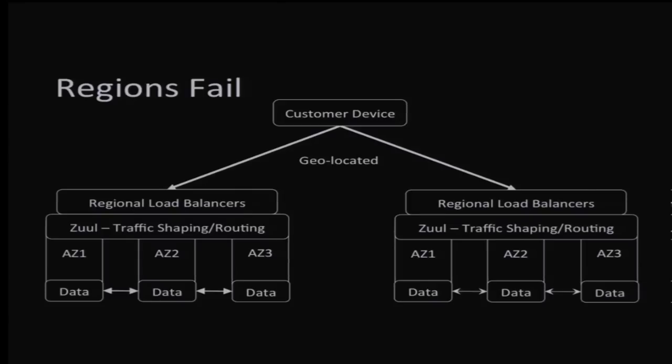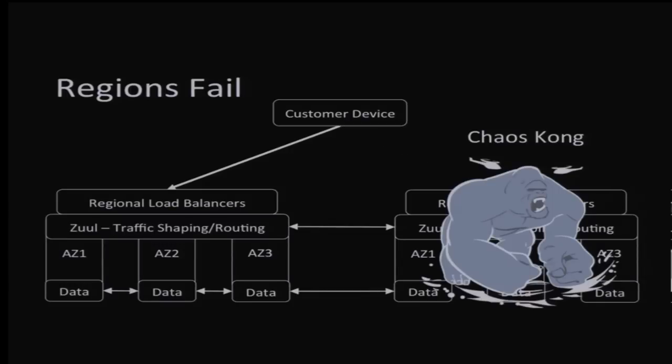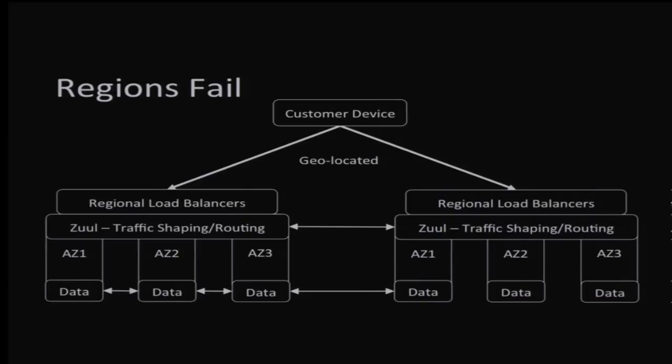So we created another Simian Army member called Chaos Kong, and Chaos Kong takes out an entire region. And then when it's done, we're able to just go ahead and switch back, and we do this just by changing our DNS routing logic.